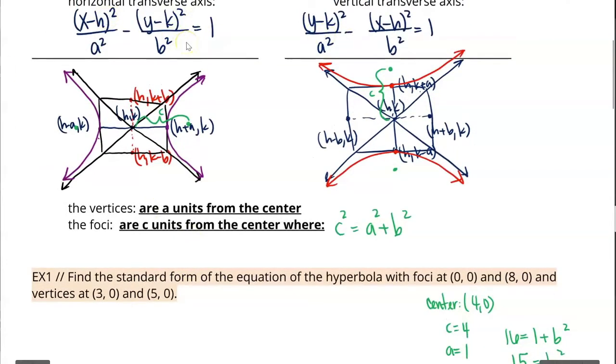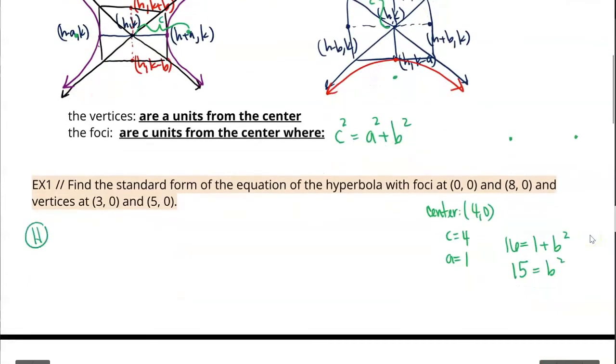So the other thing I need to know is which way does this open? Well, think about where these points are and tell me, are we going to have a horizontal transverse axis or a vertical? Go ahead and put that into the Edpuzzle. We are going to have a horizontal transverse axis because these points are left and right of each other. 0, 0, and 8, 0. Those are our foci. Then our hyperbola wraps around those, right? And we will have a horizontal transverse axis.